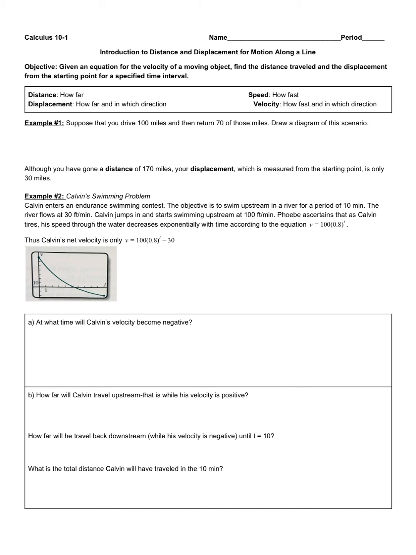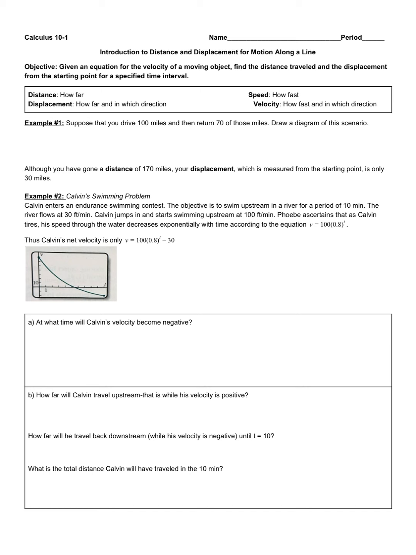Okay, so in this box right up here, we have the difference between distance and displacement. Distance is how far you travel. Displacement is how far and in which direction. And then we also need to know the difference between speed and velocity. Speed is, of course, how fast you're going, but velocity is how fast and in which direction.